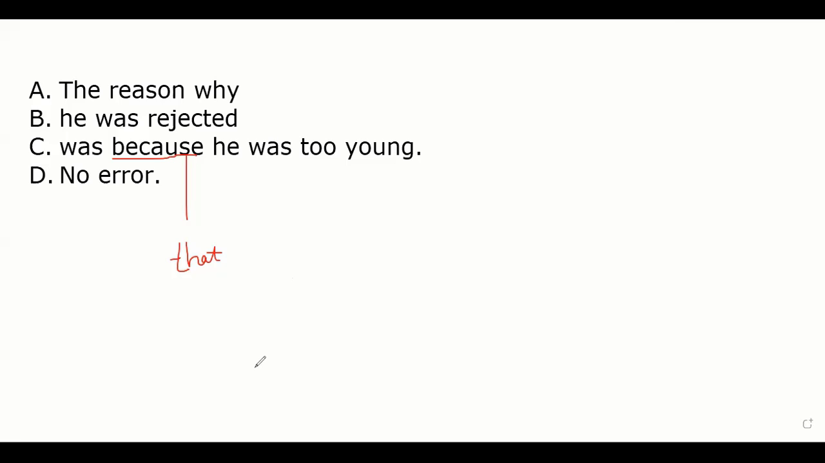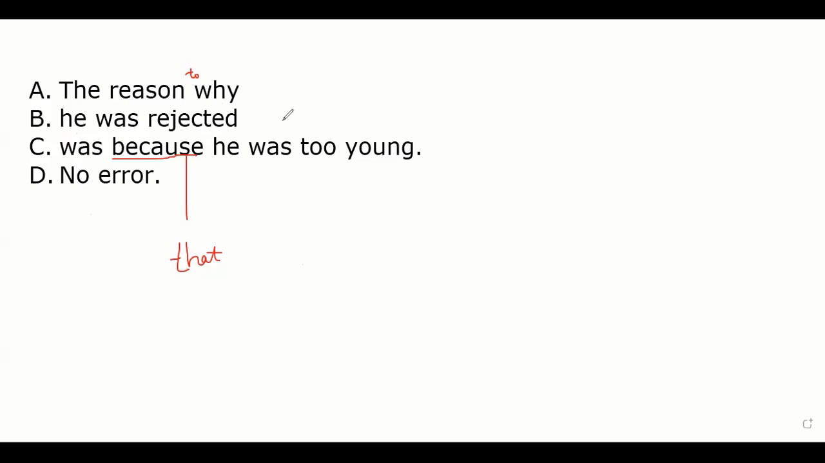The reason why he was rejected was because he was too young. Which part is the error? People are telling different things. People are saying "was", people are saying "because", people are saying no error. Should it be "the reason to why he was rejected was because he was too young"?